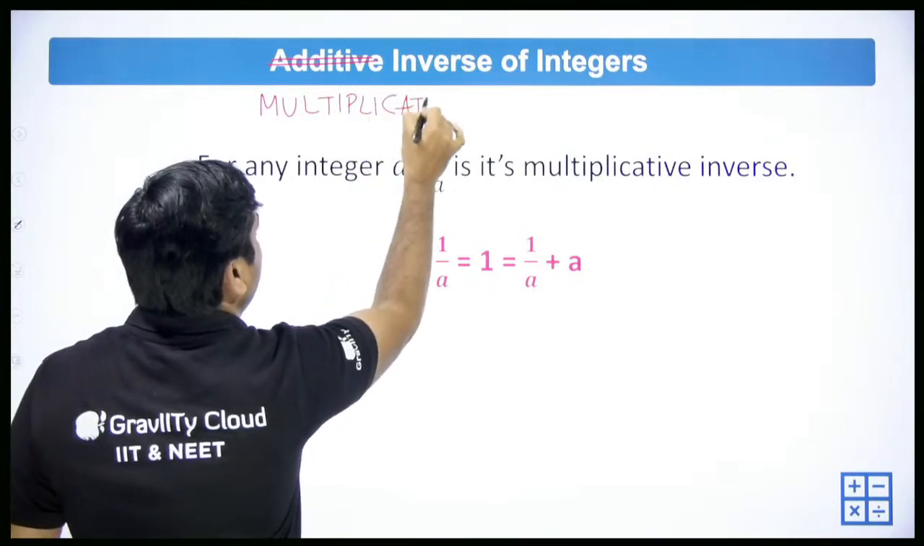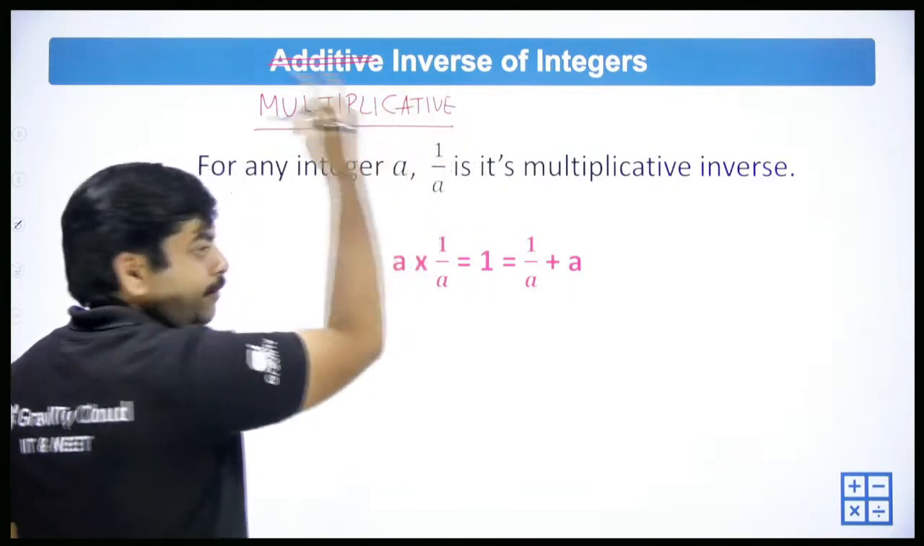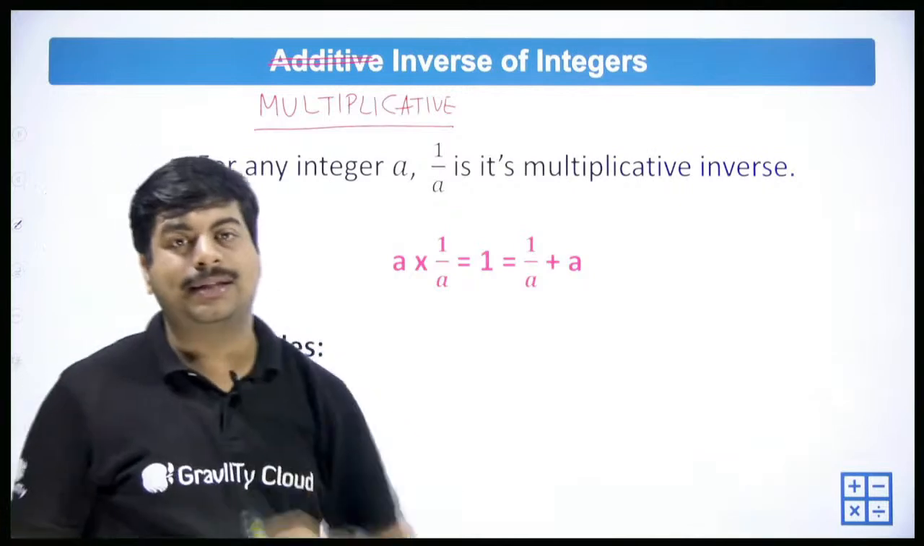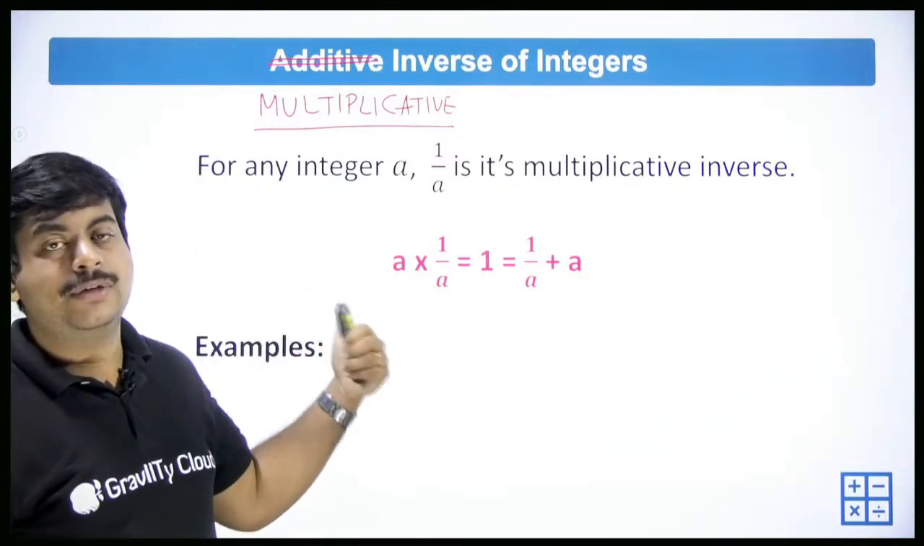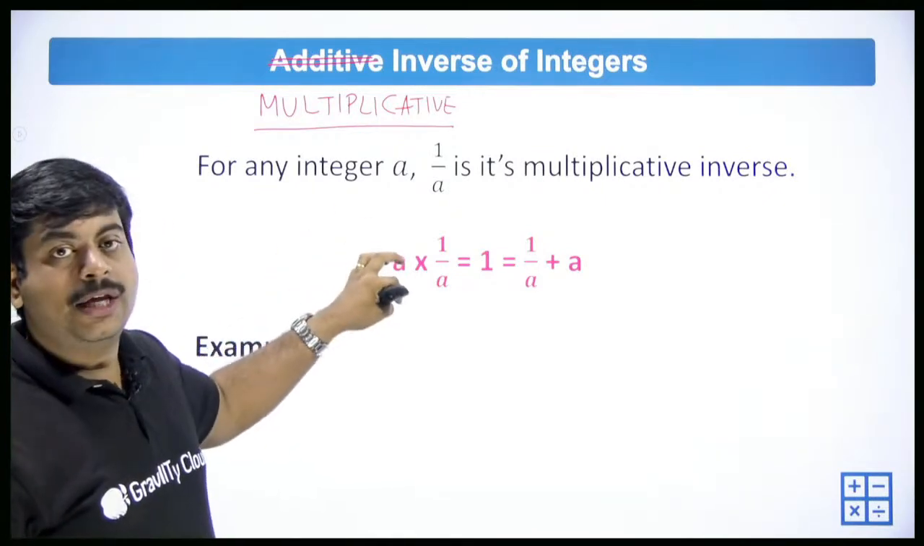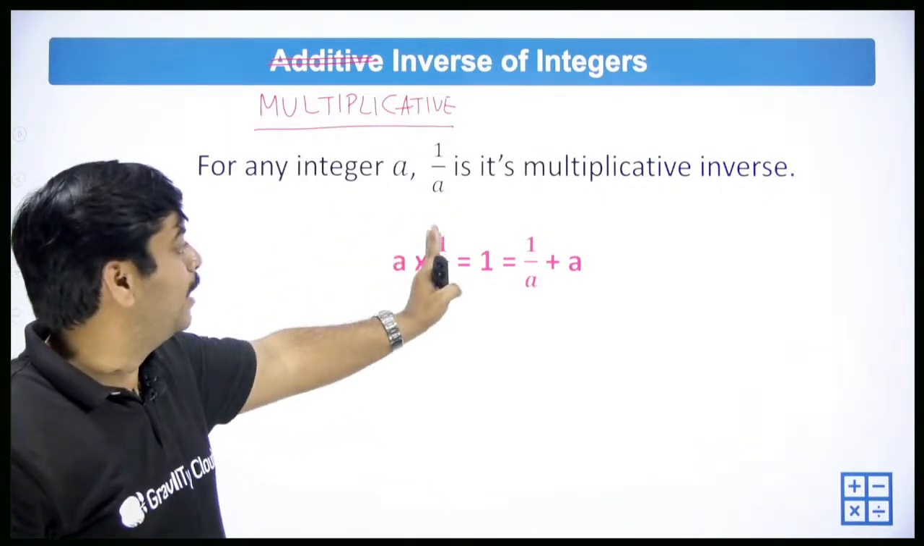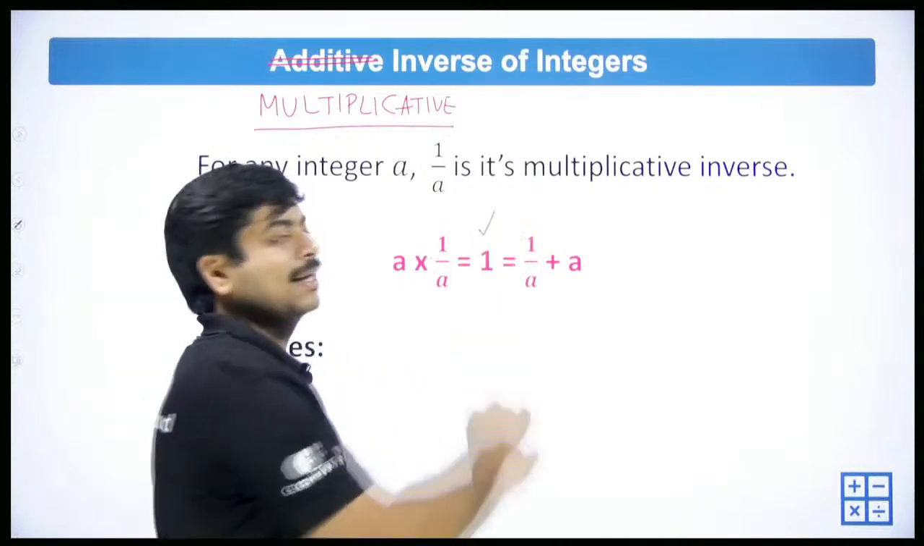This is a multiplicative inverse. That means we are multiplying. Additive inverse we have already discussed. For A it is minus A. Here, for a multiplicative inverse, for the number A, you need to multiply with some number so that you can get 1 back.